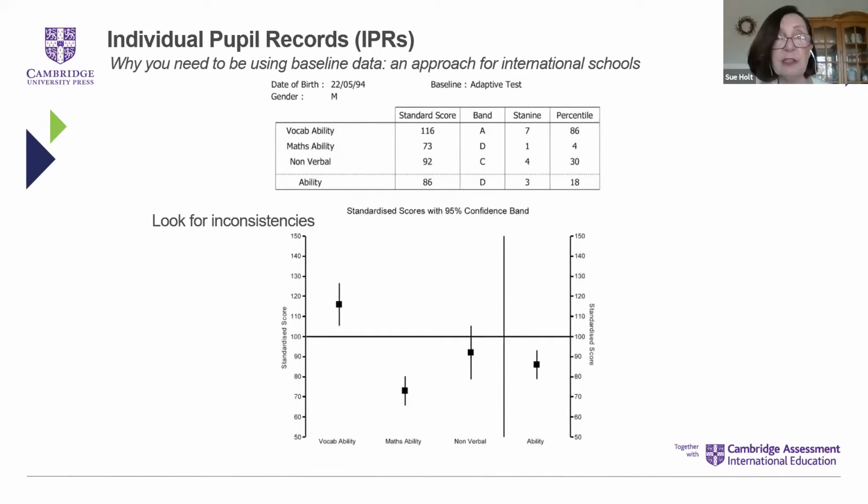Again, like the scores I showed you before, the square is the actual test result on the day of the test, the snapshot test, and the little whiskers on the square show that we're 95% certain that if they took the test again, their score would lie within that range. So you need to look for inconsistencies to find out what might be wrong with that particular student.